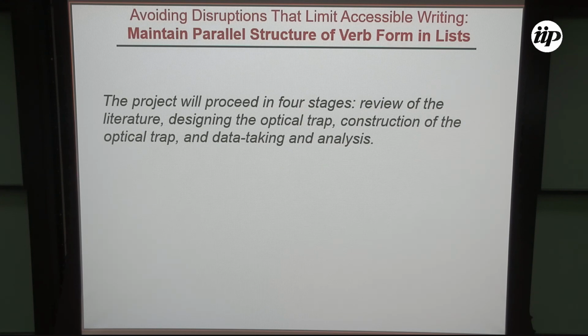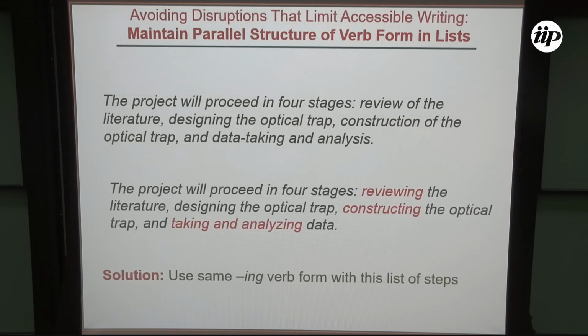Now you may be able to understand this, but there's something just bothersome about it because they're switching between the different forms of the verb, and it causes the reader to wonder what's going on rather than think about what the writer's trying to say. So you want to use the same -ing form of the verb, in this case, is one way of doing it: reviewing the literature, designing the optical trap, constructing the optical trap, taking data. Using that -ing form before each element tells the reader these are different components. And there are some examples where it's confusing which are the components of the list if you don't use that common form.